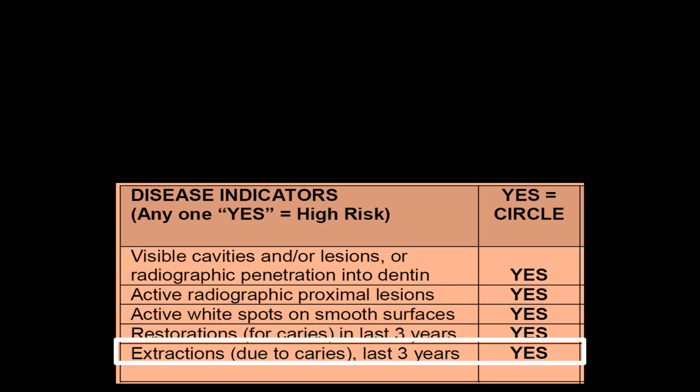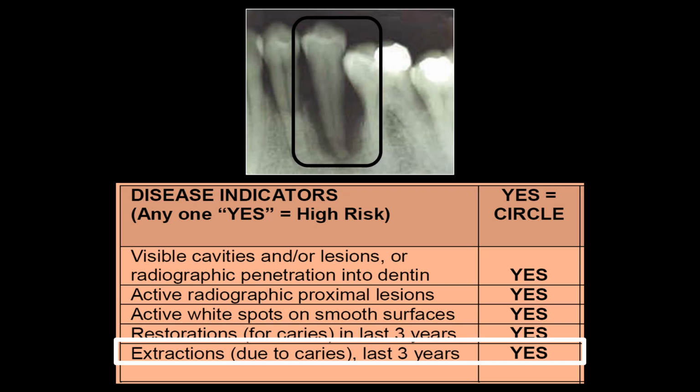Notice again that this box says due to caries. Only extractions of carious teeth in the past 3 years would place the patient at high risk. This second premolar did not have a caries lesion. It was extracted because it had periodontal disease and it got really, really loose. It was flapping in the breeze. In this case, you would not circle yes for this item because there was no caries involved.